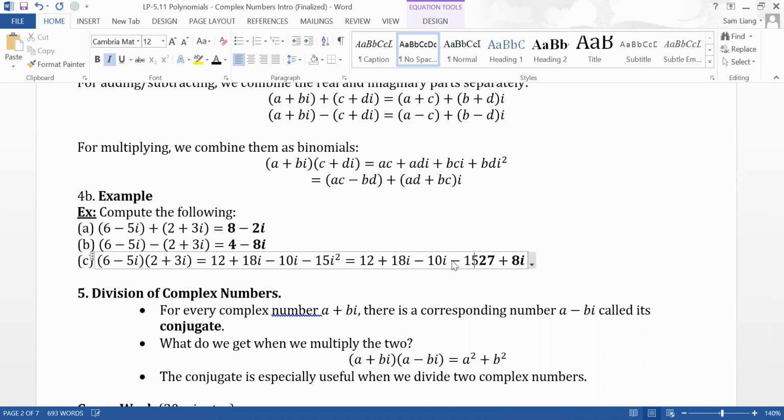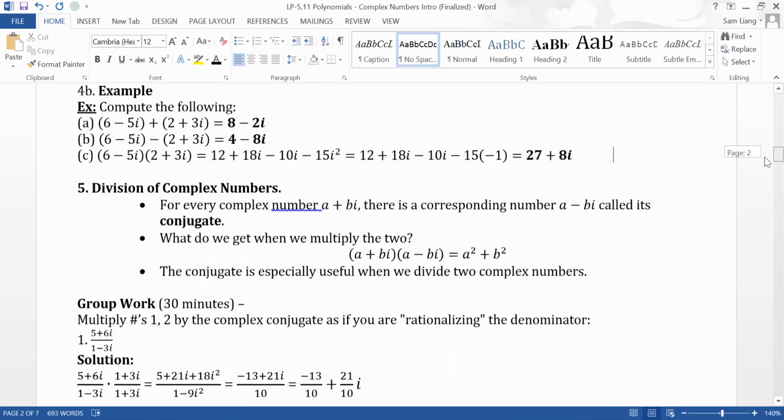Again, i squared is -1, so for this part, this would become 12 plus 15, because negative times negative is positive, so 27. And then for the imaginary parts, we have 18i minus 10i, which is 8i. So it would be 27 + 8i. If you need those solutions, pause the video here, and then resume when you're ready.